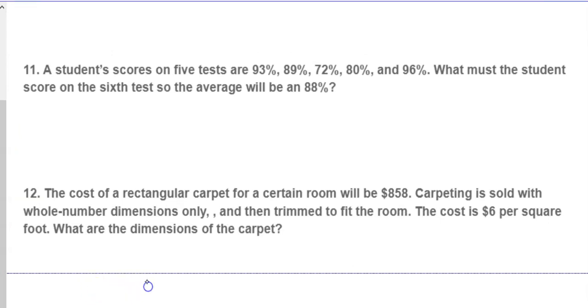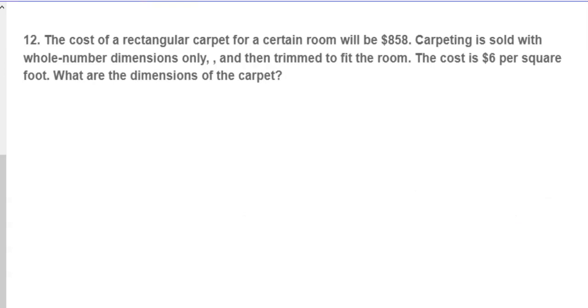When I'm doing number 12 here, the cost of a rectangular carpet for a certain room will be $858. Carpeting is sold with whole number dimensions only. Okay, whole number dimensions only. And then it's trimmed to fit the room. The cost is $6 per square foot. What are the dimensions of the carpet?